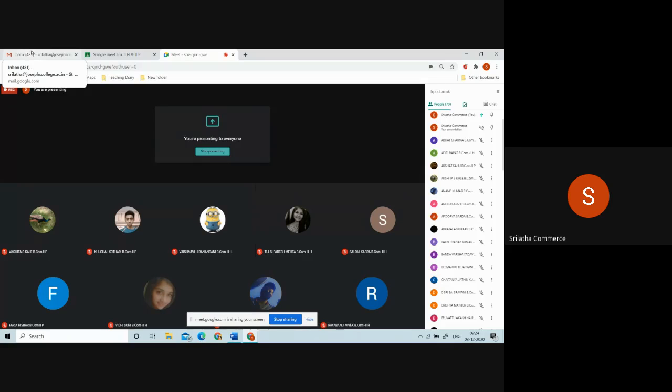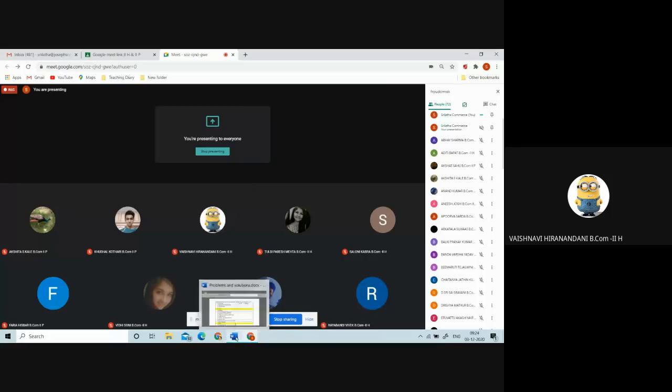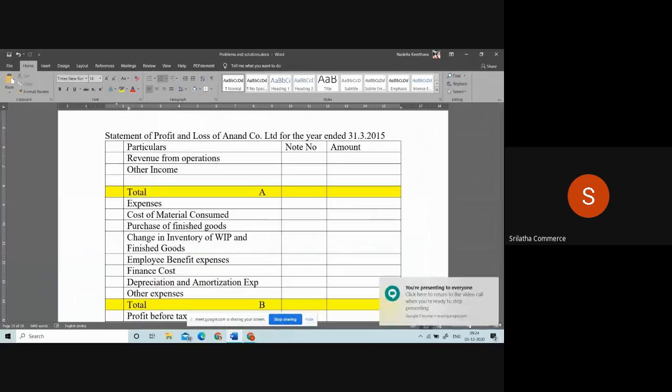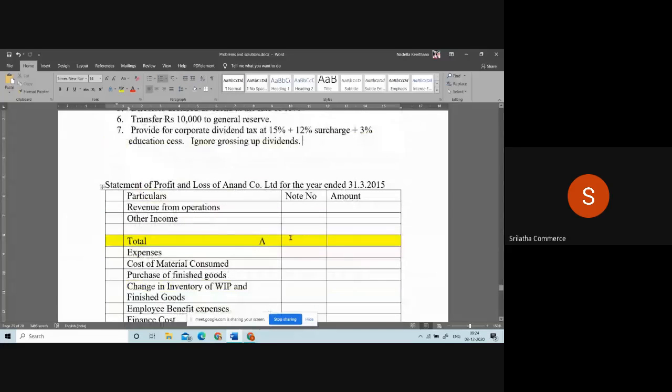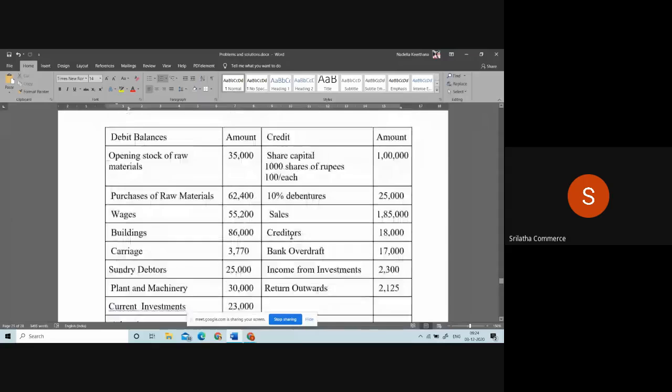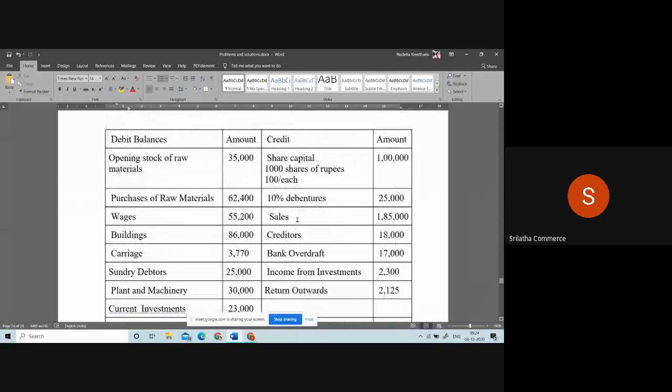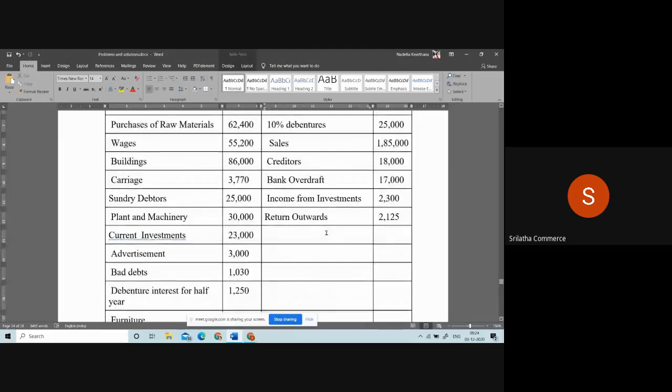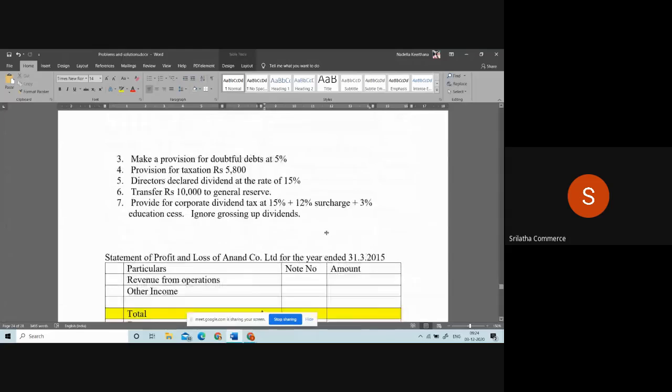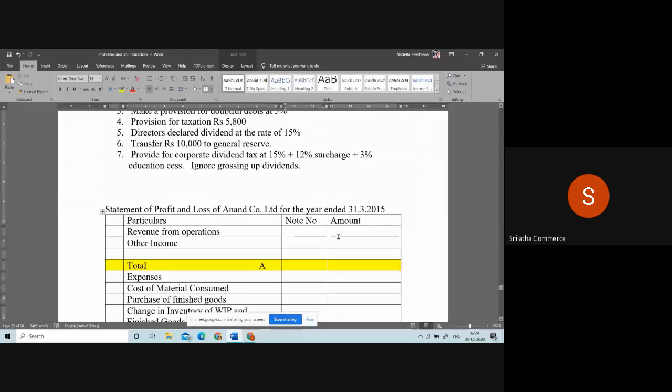Shall we first do the P&L account, the statement of profit and loss? Then we'll do the balance sheet. Now, for the notes to account, first we'll prepare them for the profit and loss. For revenue from operations we don't have many adjustments, only sales is given. So shall we directly take sales here itself without notes to account?